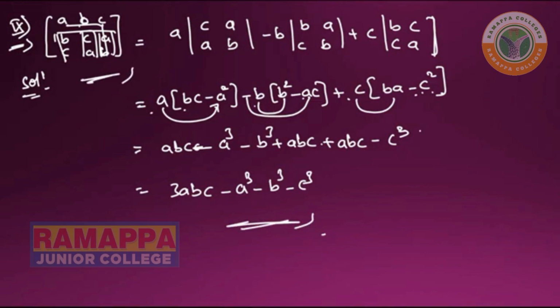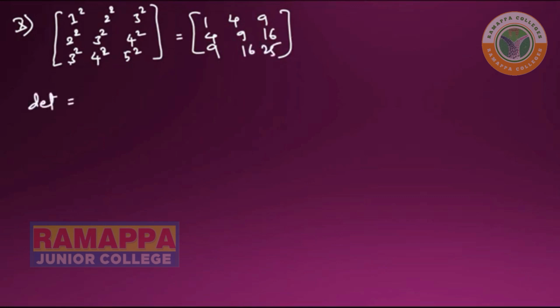Okay, now moving to the next one. So now the given question is this one here, 1, 4, 9. I am squaring that one. So 4, 9 and 4 was 16. So here 9, 16 and 25 is given. So det is equal to 1 into, so here 1 will go, 9, 16, 9, 16, again 16, 25.